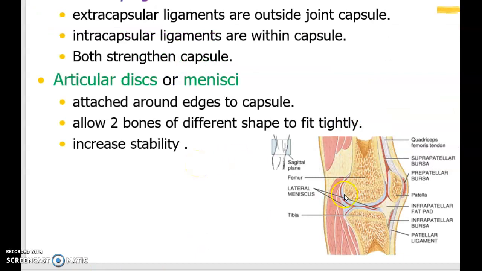And we have ligaments, and there are 2 types of ligaments. Extracapsular are the outside ligaments, intracapsular are the inside, and they help to increase the strength. Then there's articular discs or menisci. They help to have the bones fit together, they give slightly additional movement, and so forth.